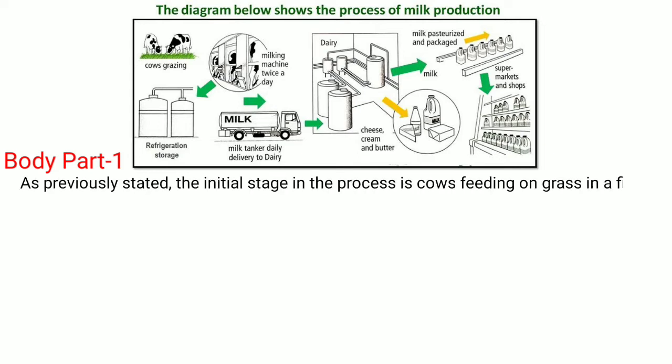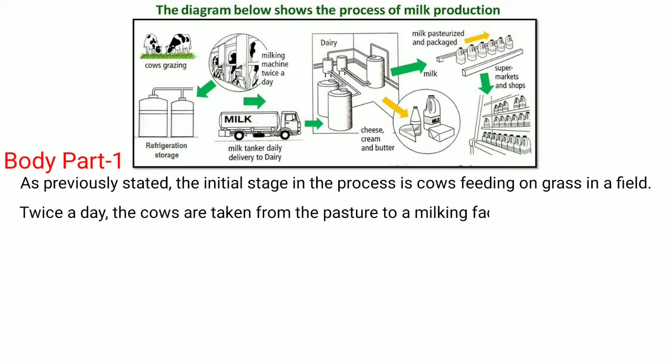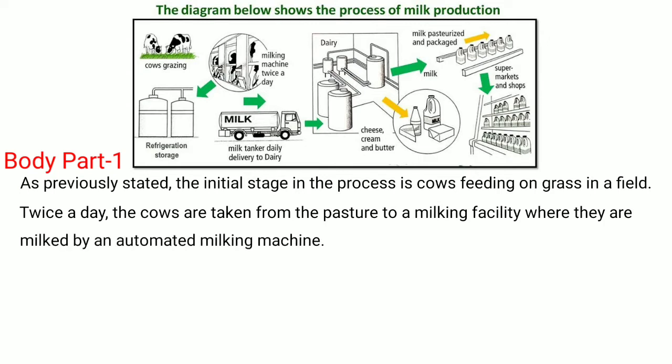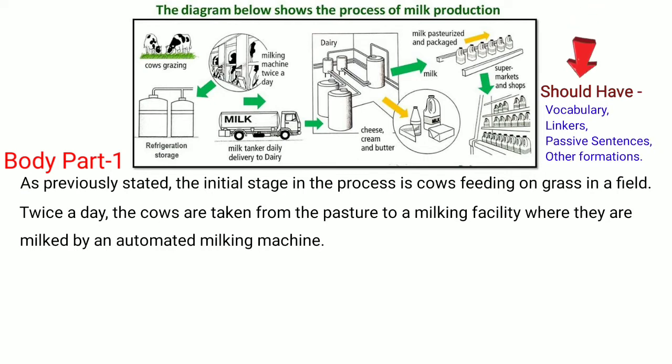As previously stated, the initial stage in the process is cows feeding on grass in a field. Twice a day, the cows are taken from the pasture to a milking facility where they are milked by an automated milking machine. In that way, I have used the word pasture. It is used for land which is covered with small plants or grass. So in that way you should add some vocabulary.